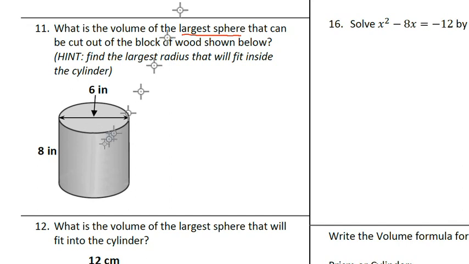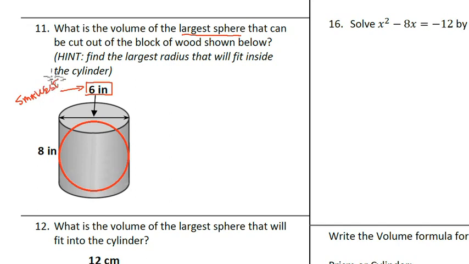I'm going to go ahead and just draw a sphere in here, show you guys what this looks like. So what is the largest sphere that can be cut out of this block of wood? And the answer is the largest sphere is going to be limited by the smallest dimension. So if you look at these two dimensions, the height is 8 inches, the diameter is 6 inches. This is the smallest dimension.